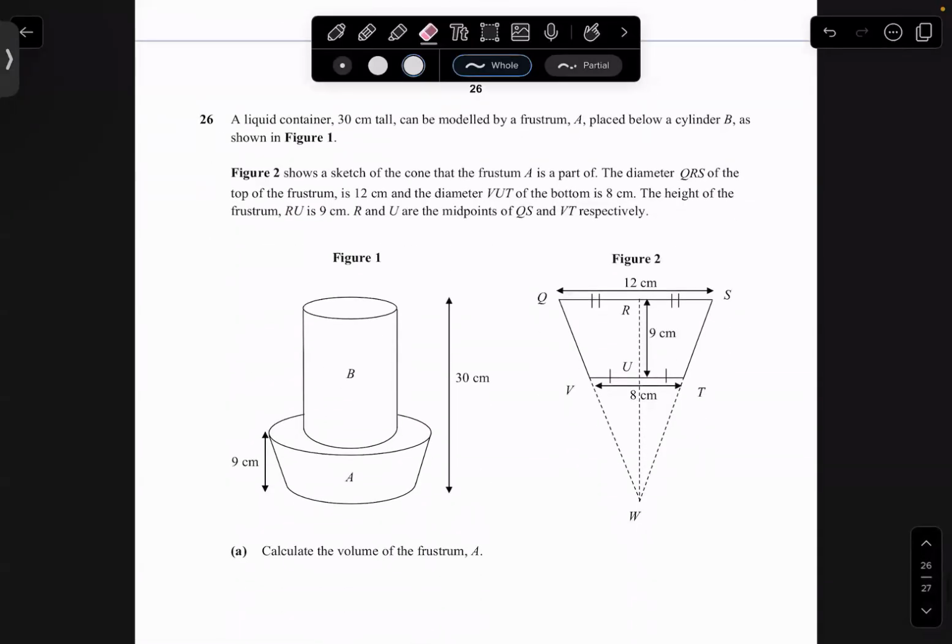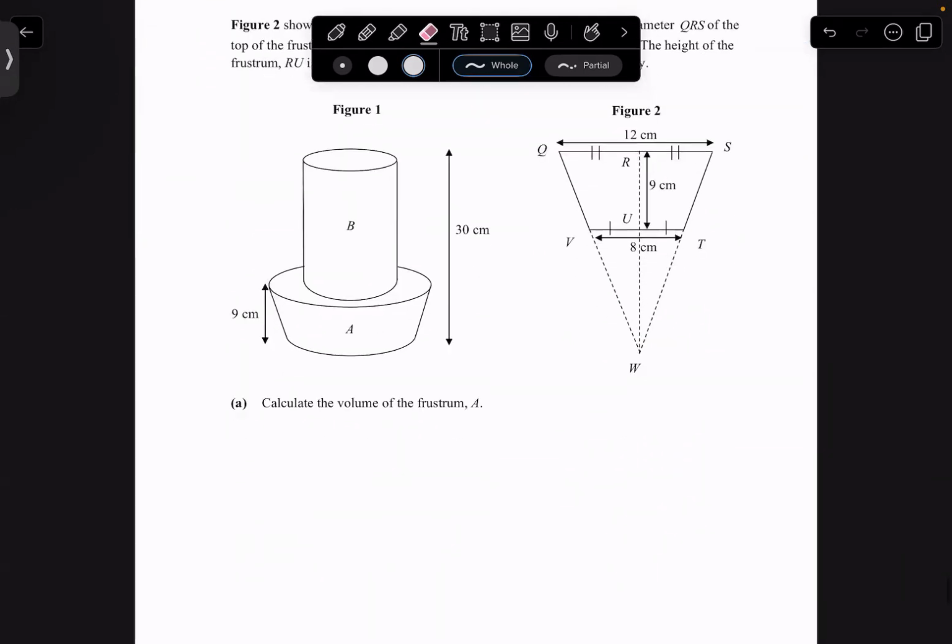Let's take a look at this question. A liquid container 30 cm tall can be modeled by a frustum A placed below a cylinder B as shown in figure 1. Figure 2 shows a sketch of the cone that the frustum is part of. The diameter QRS of the top of the frustum is 12 cm, and the diameter at the bottom is 8. Height is 9. R and U are midpoints of QS and BT. Calculate the volume of the frustum A.